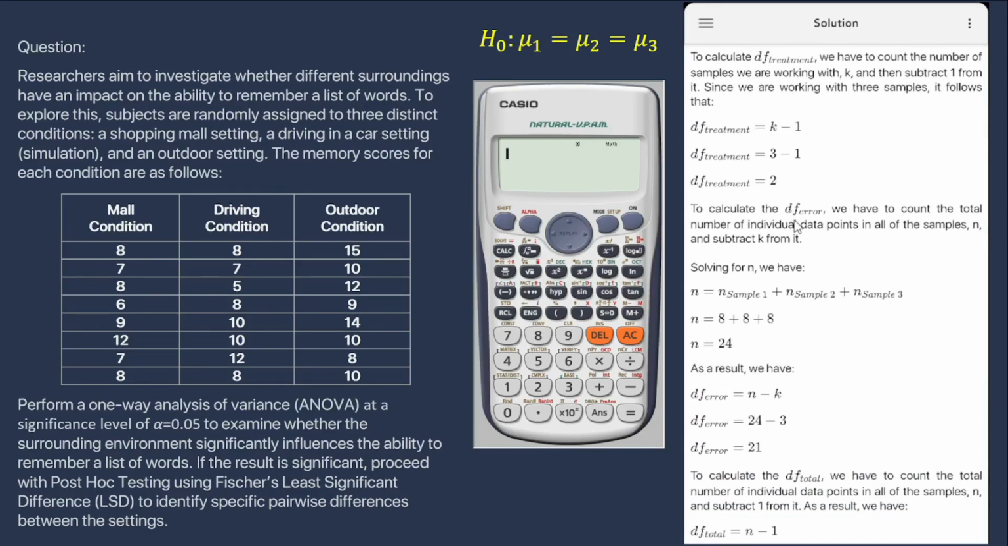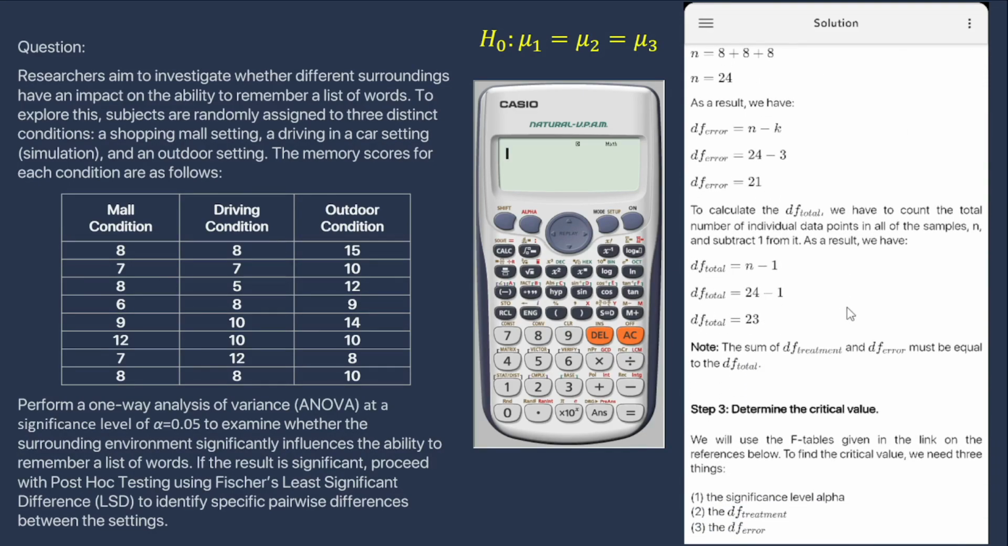To calculate the degrees of freedom for error, or within groups, we have to count the total number of individual data points in all of the samples and subtract k from it. Now solving for the total sample size, we have the sample size for sample 1 plus the sample size for sample 2 plus the sample size for sample 3. Since there are 8 data points in each of the samples, 8 plus 8 plus 8 is equal to 24. And that is the total sample size. Now to calculate the degrees of freedom for error, we subtract k from n. So 24 minus 3 will be equal to 21.